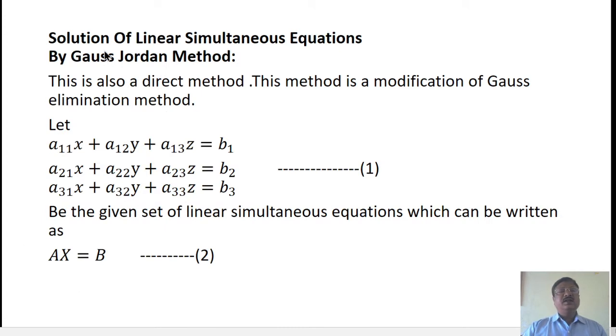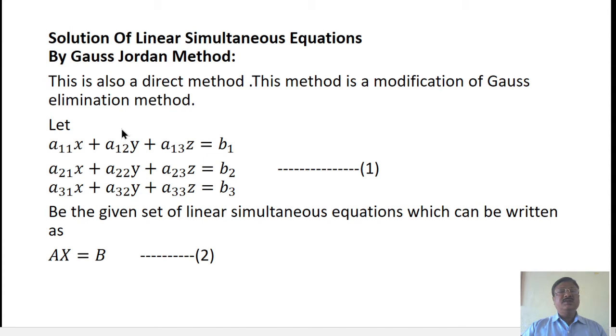Now let us see how we can solve the linear simultaneous equations by the Gauss-Jordan method. So now this is also a direct method. This method is a modification of the Gauss elimination method, where we reduce the matrix to an upper triangular matrix and find the values of x, y and z by back substitution.